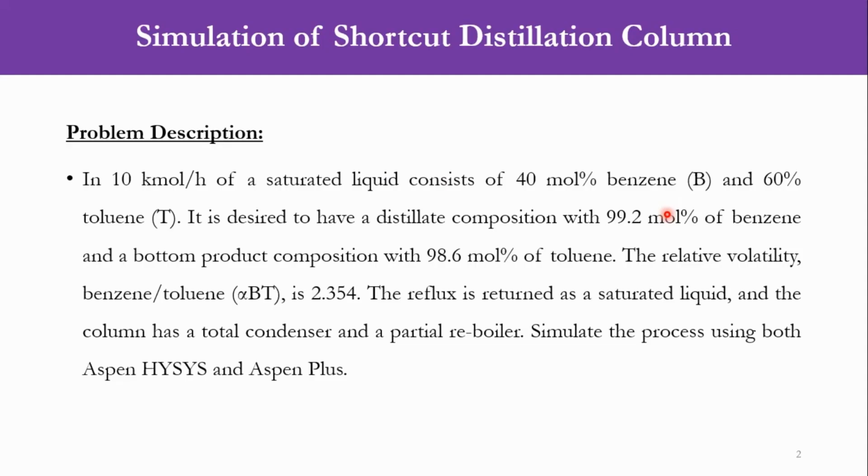So the problem statement is that a saturated liquid having a molar flow rate of 10 kmol per hour, with a mole fraction of 0.4 for benzene and 0.6 for toluene, is fed to a distillation column. From the distillate, we require 99.2 mole percent benzene, while from the bottom, we require 98.6 mole percent toluene. The relative volatility value is 2.354. The reflux is returned as saturated liquid, and the column has a total condenser and a partial reboiler. We have already simulated this process using Aspen HYSYS, and today we are going to simulate it using Aspen Plus.